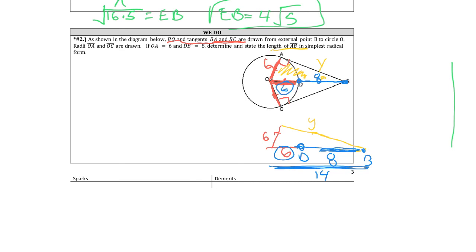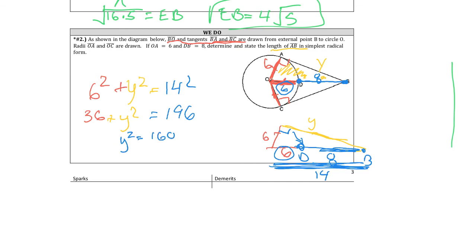Now I could just use Pythagorean theorem because it is a right triangle. So I got 6 squared plus my other side or base is y squared equals my hypotenuse is 14. So 6 squared is 36 plus y squared equals 14 times 14, which is 196. I'm going to subtract 36 from both sides, and I'm going to get 160. Y squared equals 160. All right, so I do the square root of 160.